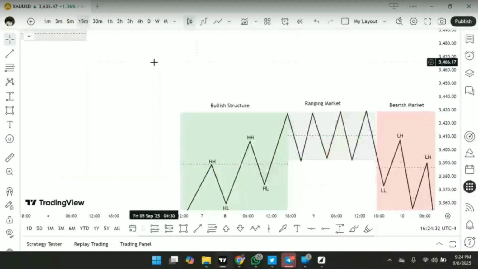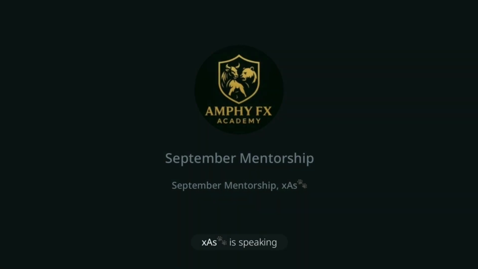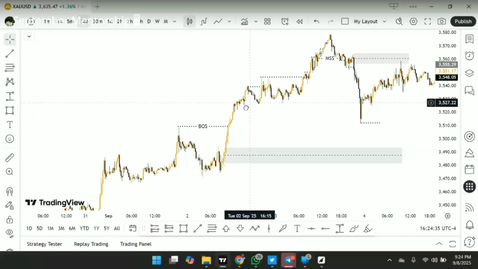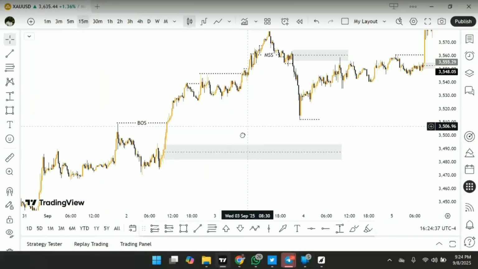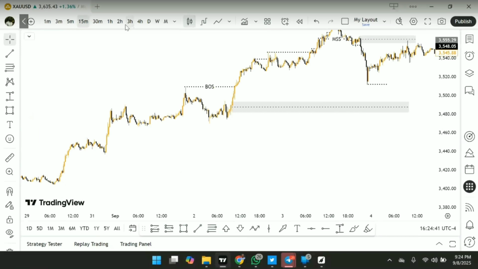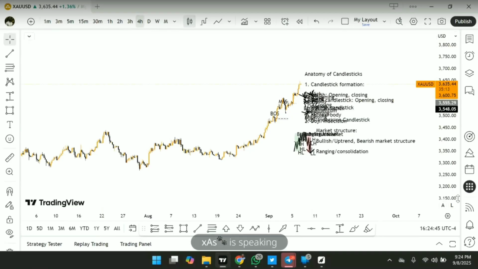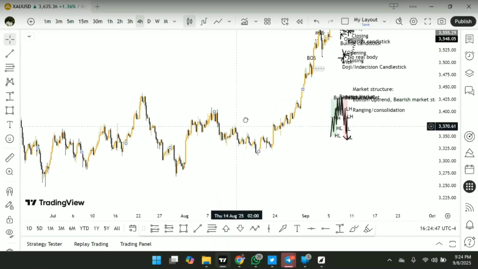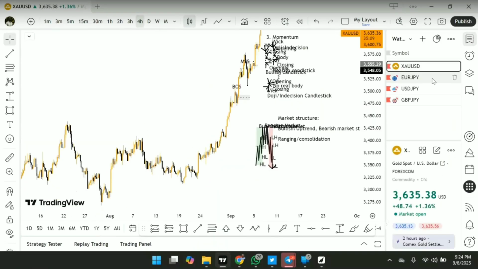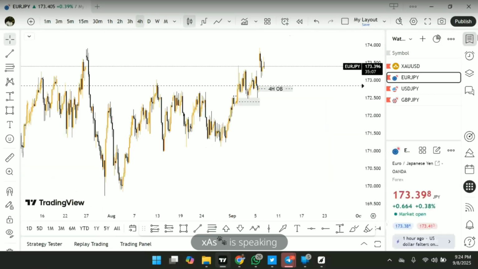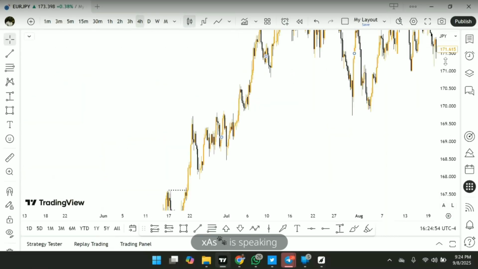Now let's do an example for each on the chart. Now looking at the structure, clearly this is a bullish structure. Now let's go to a much higher time frame. Gold is always bullish, I don't know. Let's go to another. So look at the structure now.